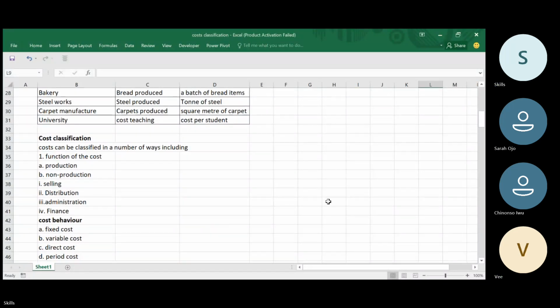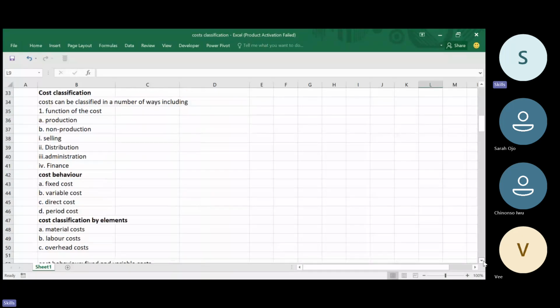Then you can also classify cost according to the way the cost behaves. That is cost behavior. You can classify cost according to its behavior. One, we have fixed cost. When cost does not change according to level of activities, when it remains static, when it remains fixed, we call it fixed cost. Now we are classifying it according to the way it behaves. It is fixed and we call it fixed cost. It does not change.